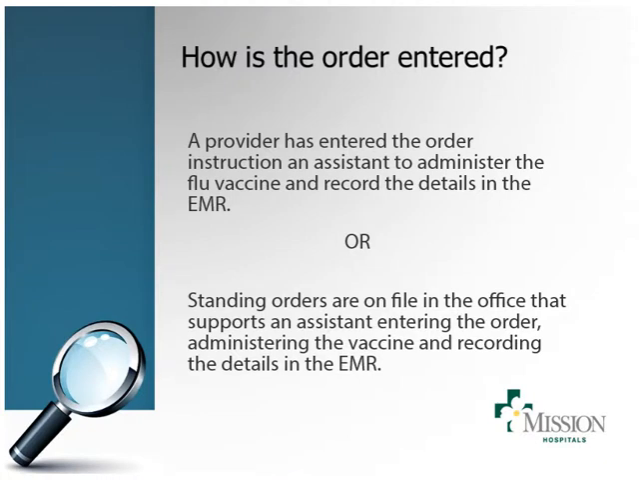For patients that receive an influenza vaccine in the office, one of the following must occur. A provider has entered the order in the EMR, and you will work from the task list to administer the flu vaccine and record the details. Or, standing orders are on file in the office that support an assistant entering the order, administering the vaccine, and recording the details in the EMR.